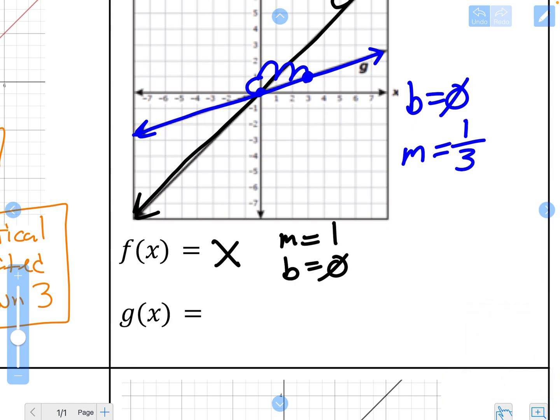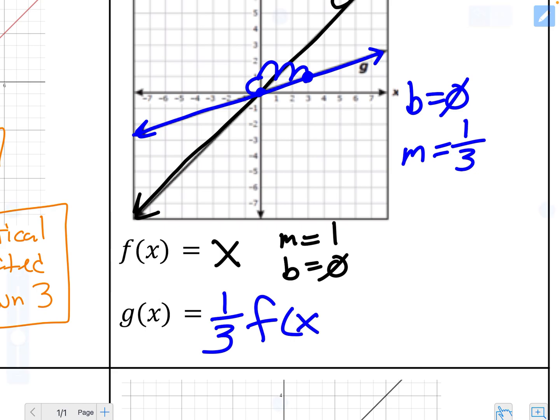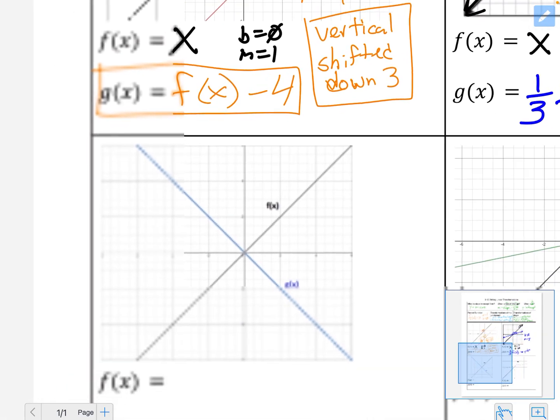So g of x is going to be 1/3 f of x, and because my b is still 0, there is nothing to change there. And just a real quick reminder that this right here is the exact same thing as saying y equals 1/3 x. The only thing that's changing is that instead of writing x, we're writing f of x, and instead of writing y, we're writing g of x.